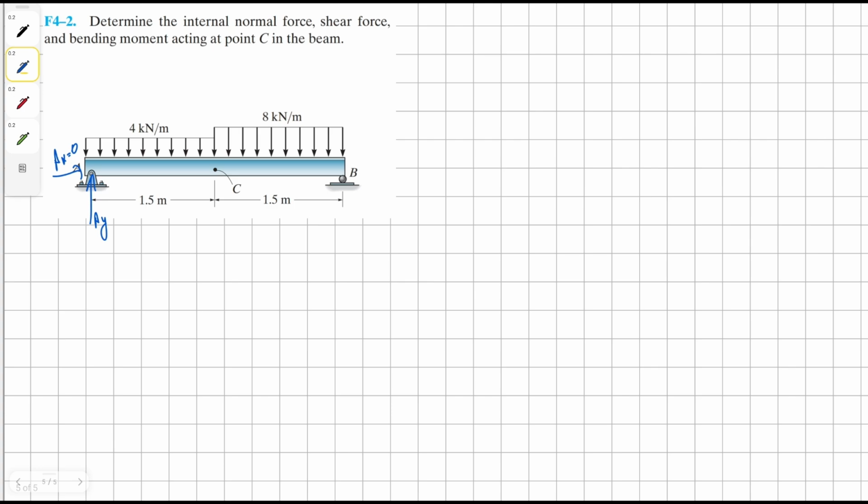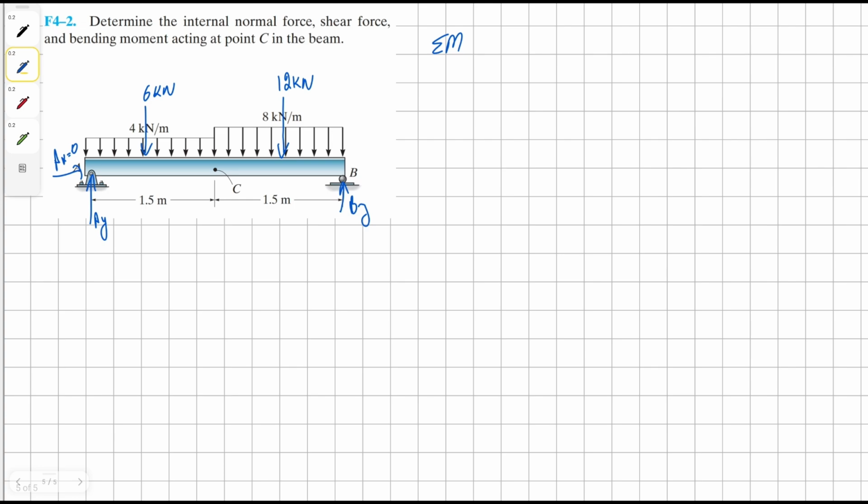Okay, so to solve, first of all, let's convert our uniform distributed load into point loads. So our first load, which is 4 kilonewton per meter along 1.5 meters, it's going to be 6 kilonewton. And similarly, the other one is going to be 12 kilonewton.